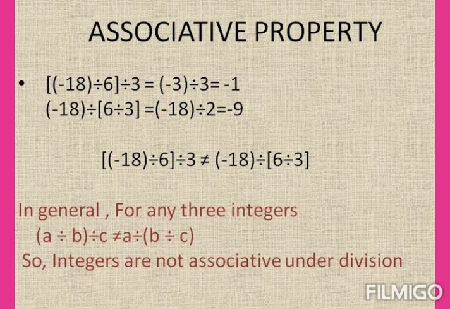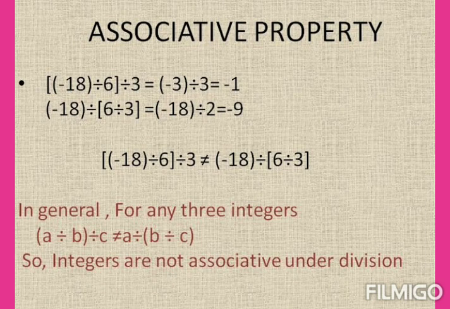Next, associative property of division of integers. For example, let us consider minus 18 divided by 6, divided by 3. If you divide minus 18 by 6, you will get minus 3. If you divide this minus 3 by plus 3, you will get the answer minus 1. Next, minus 18 divided by the quantity 6 divided by 3: 6 divided by 3 is 2. So, minus 18 divided by 2 is minus 9. Here the answers are not equal. Therefore, the associative property of integers under division is not true. In general, for any three integers, (a divided by b) divided by c is not equal to a divided by (b divided by c). So, the integers are not associative under division.